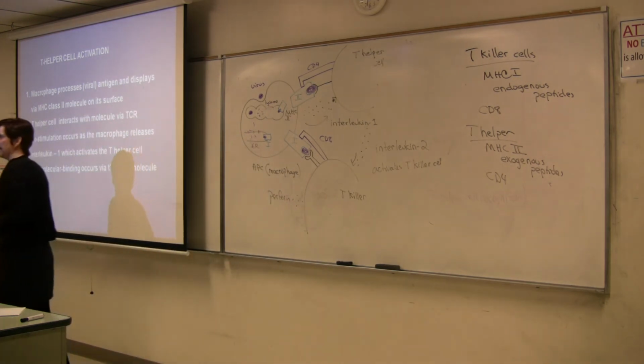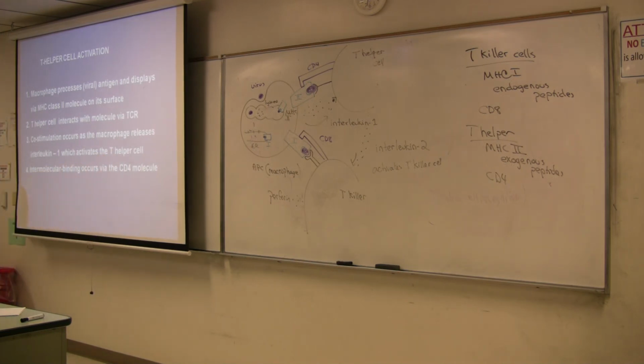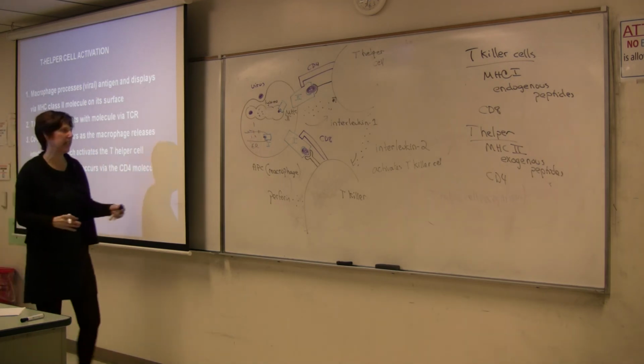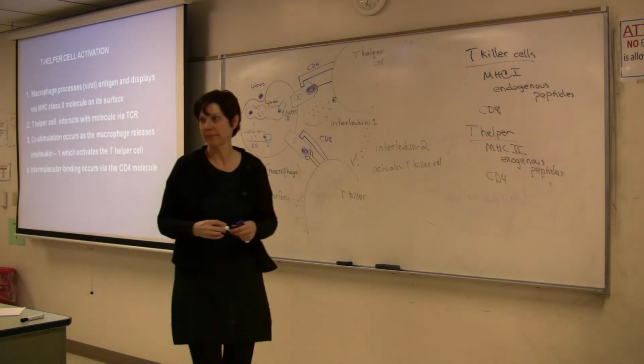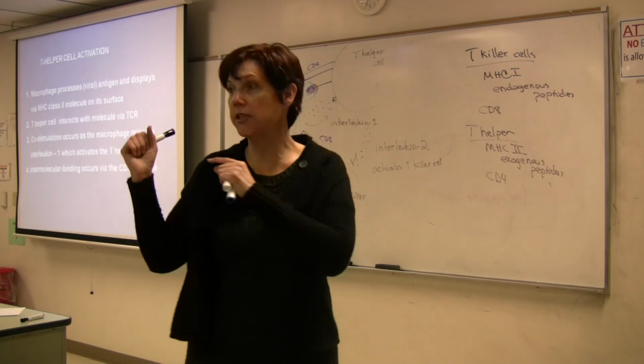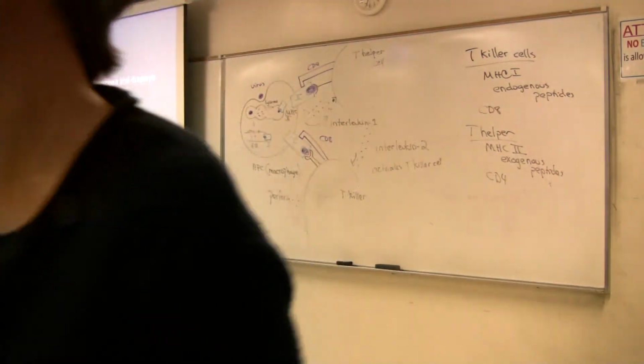Remember how the MAC attacks worked? They opened up the membrane. Perforin works in a similar fashion. It also allows enzymes to enter into the cell, and this results in a direct killing of the cell. But we're not done. This is just activation, okay?